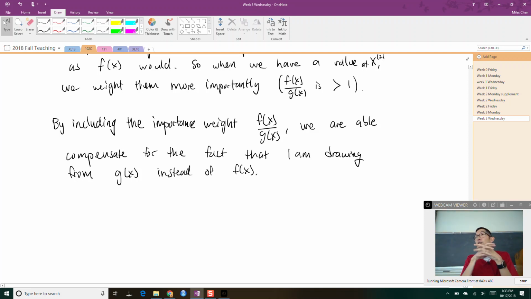Yes, question? If we can find the value of f of x to find the ratio to g of x, why would we ever assign a value? Why don't we just use f of x? This means that we need the PDF of f of x, and we need the PDF of g of x. However, just because you have the PDF doesn't mean it's easy to draw samples from f.